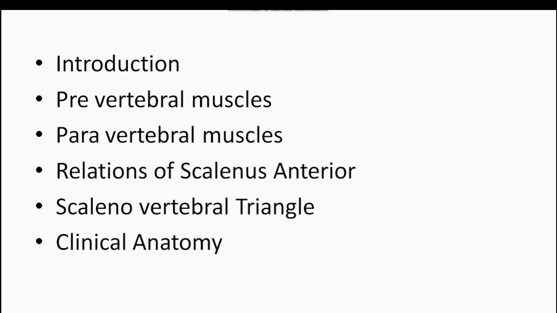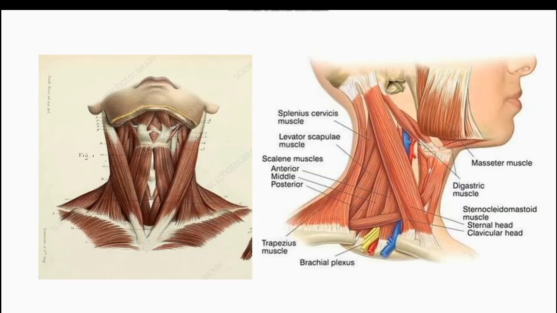We will talk about the relations of the scalenus anterior. The relation is very important to understand because hypertrophy or spasm of the scalenus anterior compresses important structures. Then we will talk about the scalenovertebral triangle and clinical anatomy.